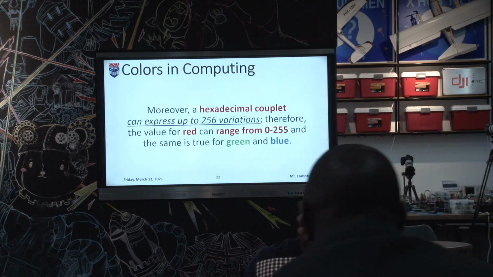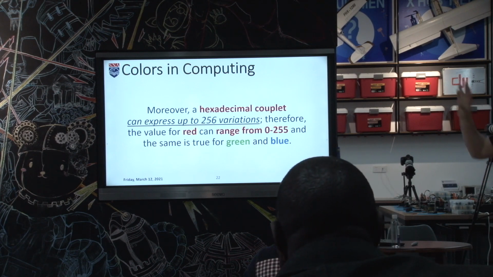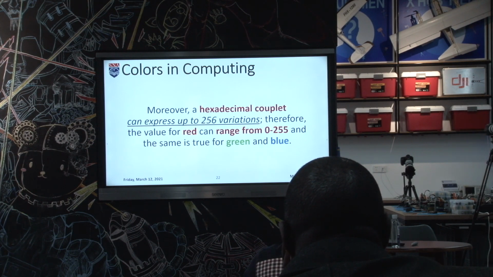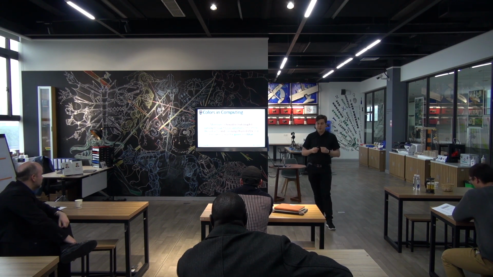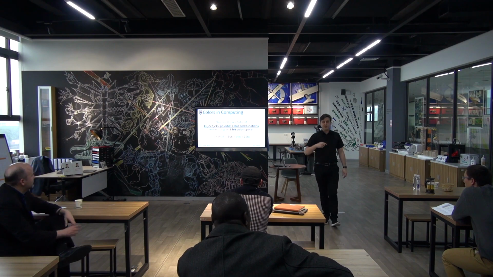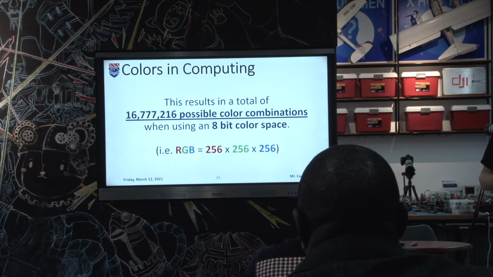Now, a hexadecimal couplet can represent up to 256 values, and this is getting into a lot of the math behind binary and hexadecimal conversions, so I won't get into how we get to 256. But a hexadecimal couplet can represent 256 combinations. So the computer can represent 256 combinations for red, 256 for green, and 256 for blue. If we take 256 times 256 times 256, that gives us 16 million color combinations that the computer can represent and show to the human eye.